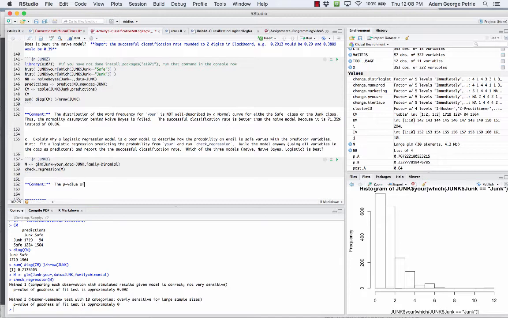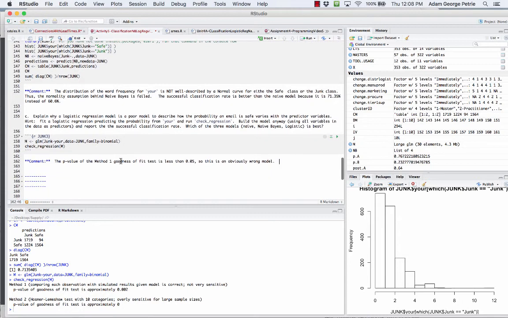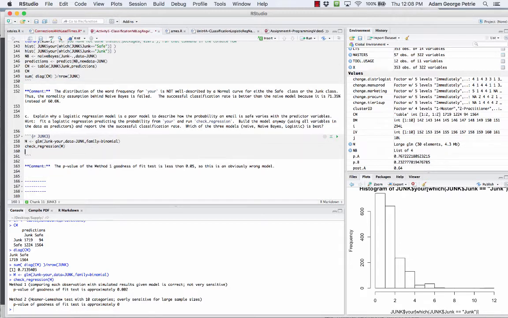So the p-value of the method 1 goodness of fit test is less than 0.05, so this is an obviously wrong model. That logistic curve doesn't really provide a reasonable reflection of reality, but obviously wrong models sometimes are really quite useful, so let's just go ahead and see how well a logistic regression would do. So let's build the model using all the predictors now. I'll just copy my glm command and replace twiddle your with twiddle dot, all the variables.